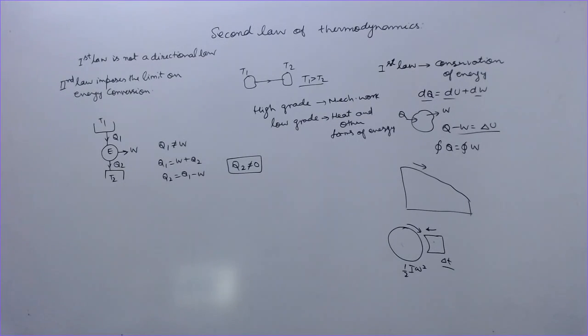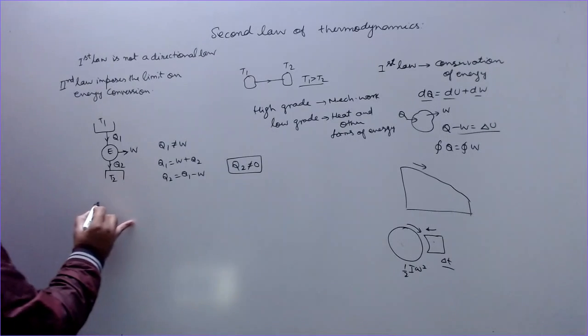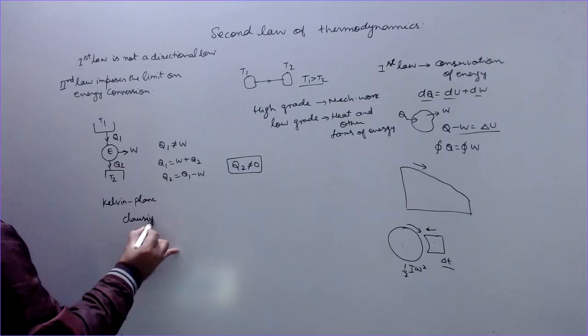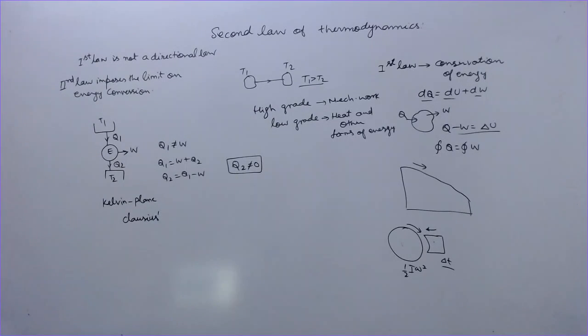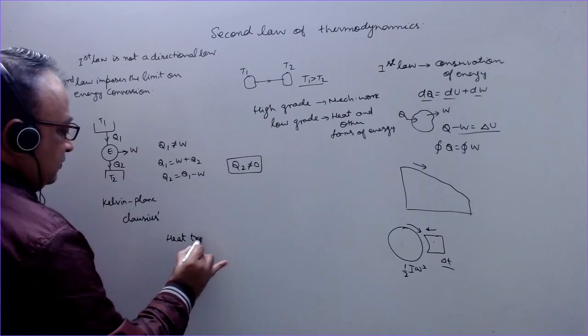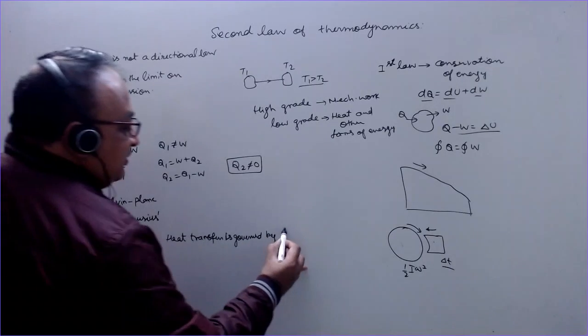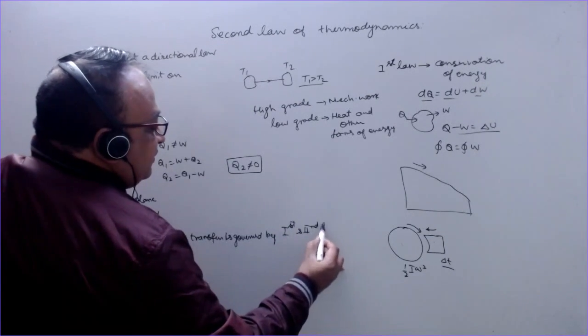So there are two statements of second law of thermodynamics. One is Kelvin-Planck and the other is Clausius, according to the type of conversion of energy from one form to another form. So here I would like to discuss only the second law in this form, that second law is a directional law. It tells us the direction of heat flowing from high temperature to low temperature. The flow of heat or heat transfer is governed by first and second law of thermodynamics.